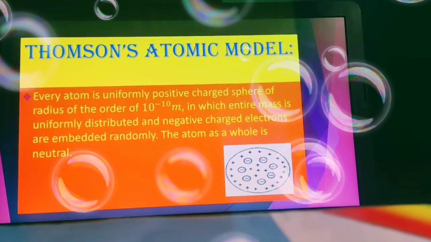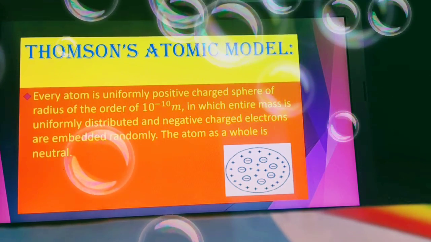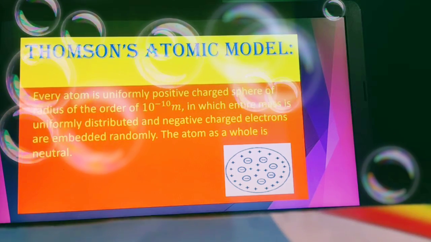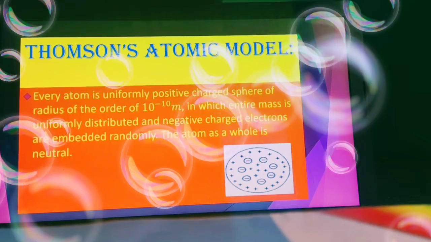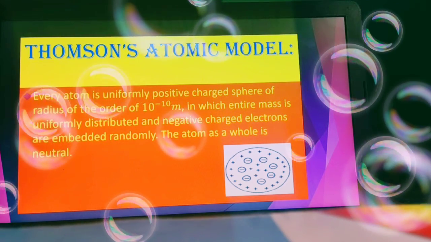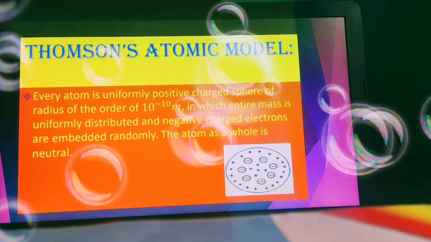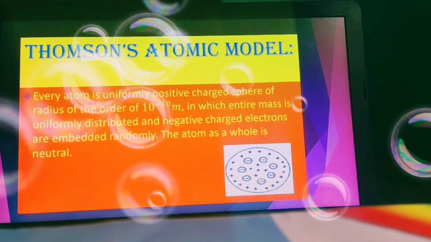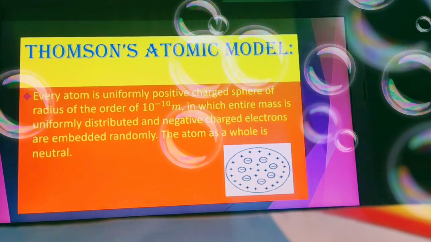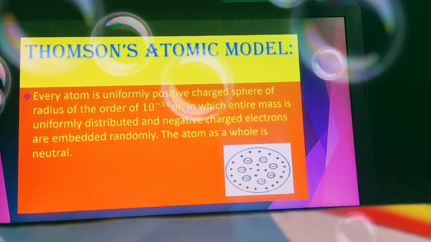This model is also known as the plum pudding model because in every atom, positive charge is distributed uniformly in a sphere of radius 10 to the power minus 10 meter, in which the total mass is also uniformly distributed, and the electrons having negative charges are embedded randomly. So the total atom as a whole is neutral.